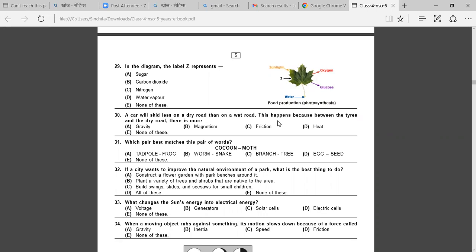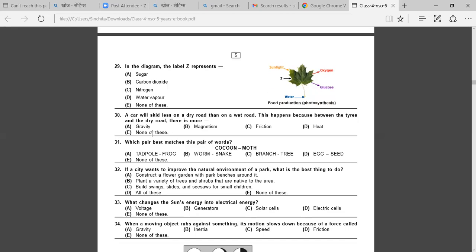Number 29. What do we need for photosynthesis? Here, sunlight is there, water is there, and we only need carbon dioxide. So that will be carbon dioxide. Plants give us oxygen by taking carbon dioxide; plants release oxygen to us.